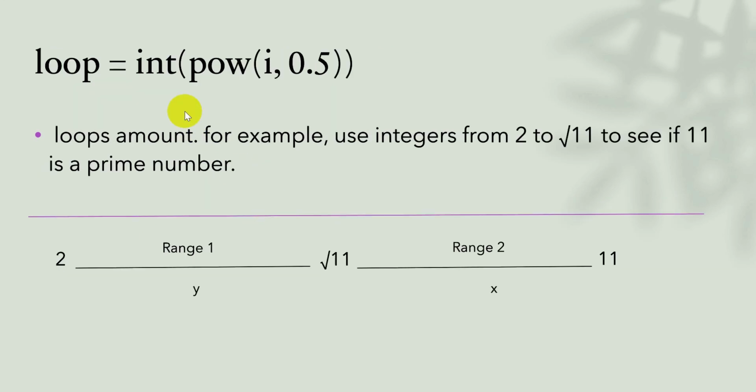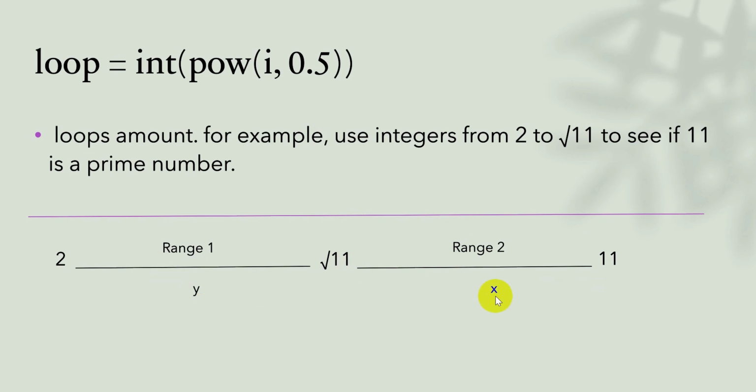Let me explain this line a bit more clearly. So if we want to see if 11 is a prime number, we just need to divide 11 by integers between 2 and root 11, because we don't need to try any of the integers between square root of 11 and 11, because if there is a factor of 11 in range 2, then there has to be a factor of 11 in range 1.